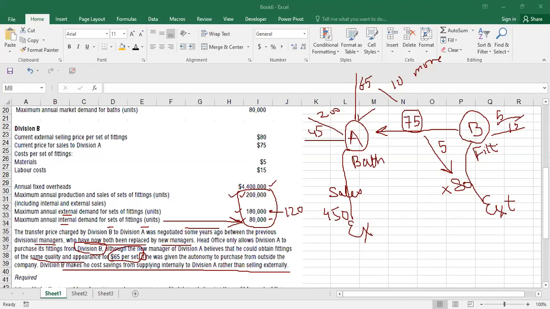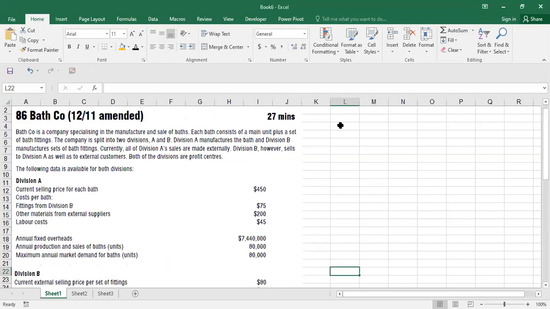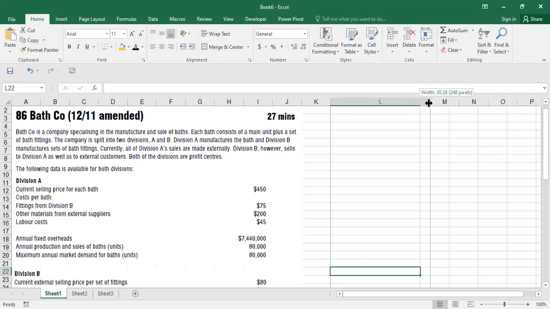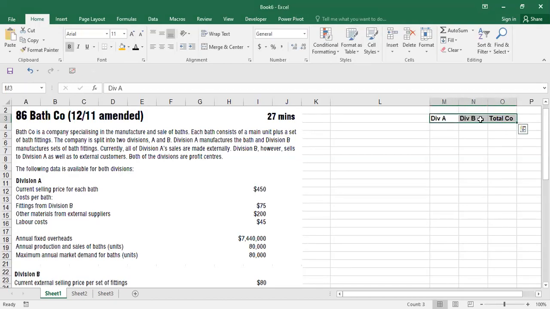We have to do the calculations, and you should be very careful about the format. When you do long questions, transfer pricing and any other, you should always be thinking of making a good format, because the format will make it clear in your mind. Sometimes if your format is confusing, then you make more mistakes. So make a clear format. You need Division A, you need Division B, and you need the total company. So these are going to be my 3 columns.